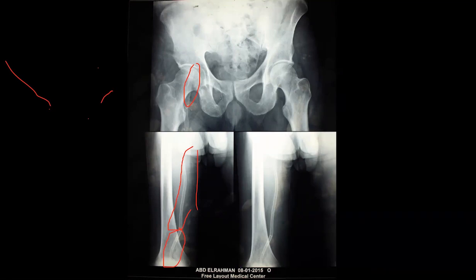Because of the barbs. The barbs are there. You can identify the barbs. Point to the barbs. Point to the barbs.